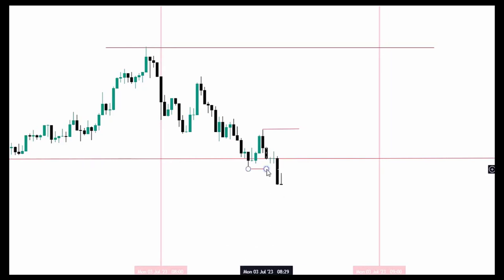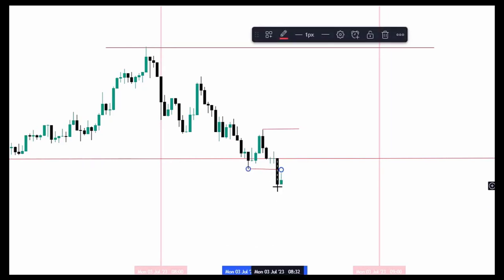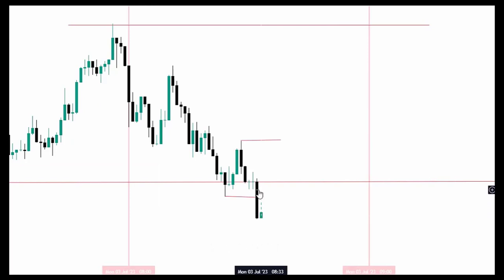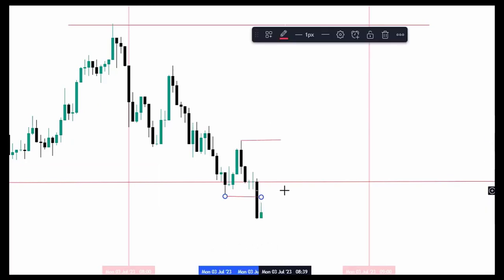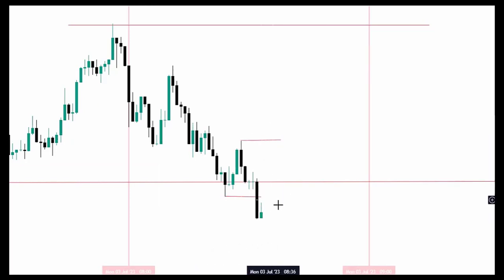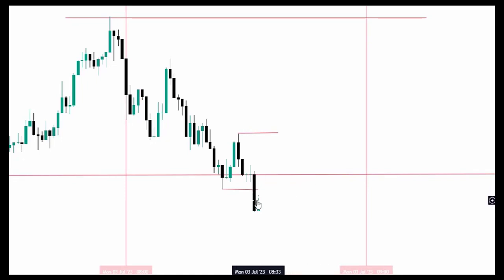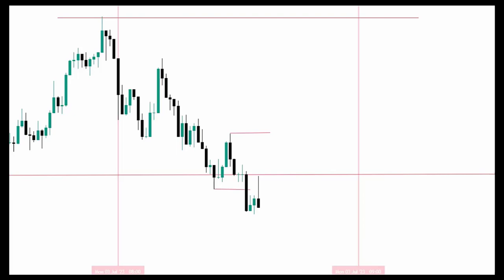As you can see, price has taken out this low, so we wait for displacement to the upside. So we wait for price to take out this high, then we will look for a fair value gap and order block to enter our trade. Keep on playing.